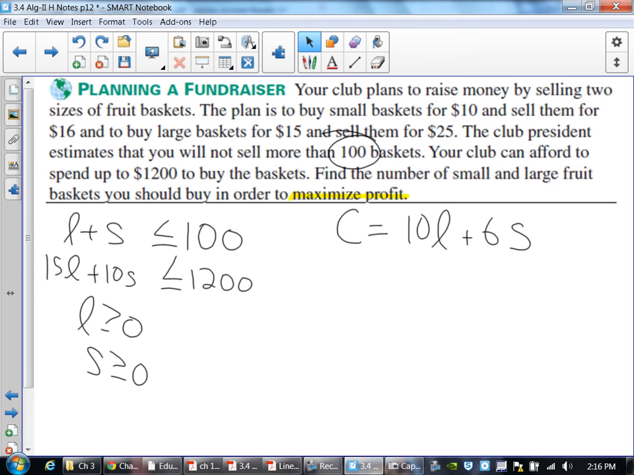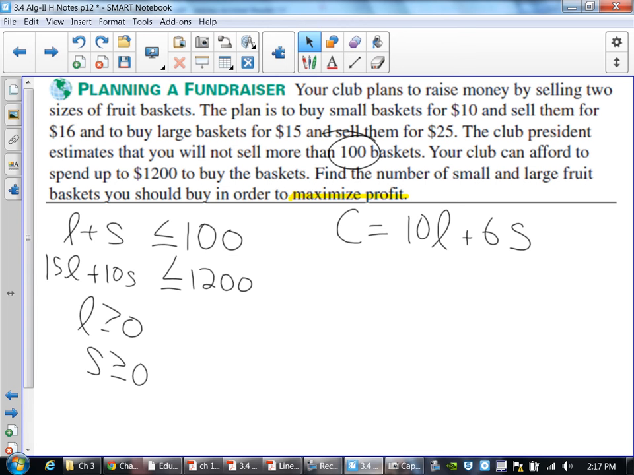Right, 6 divided by 10, which gives you 0.6. Now, I divided 6 by 10 because 6 is the profit you make from the basket, and 10 is the amount of money that you're spending, which means that you were making 60 cents on the dollar. Now, for the other one, I did 10 divided by 25, same reasoning, and I got 0.4, meaning I get 40 cents on the dollar.